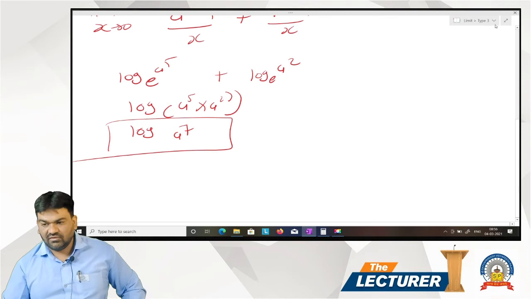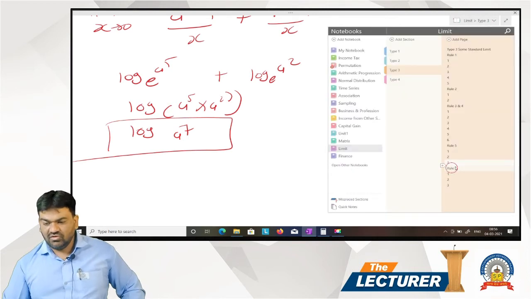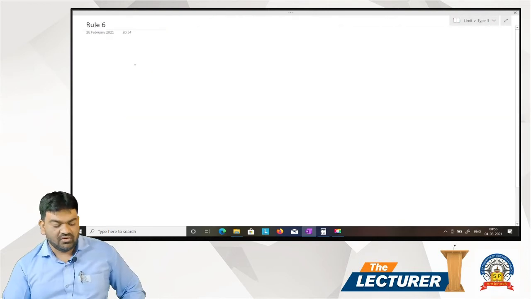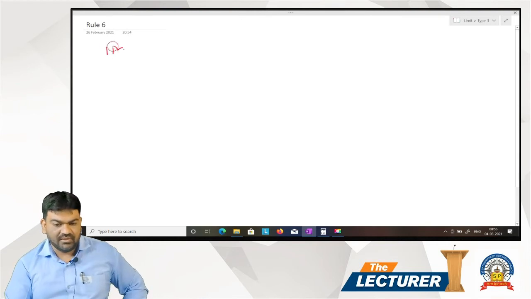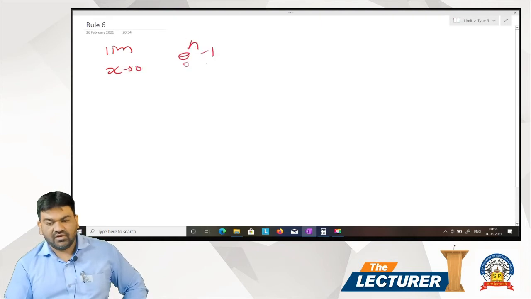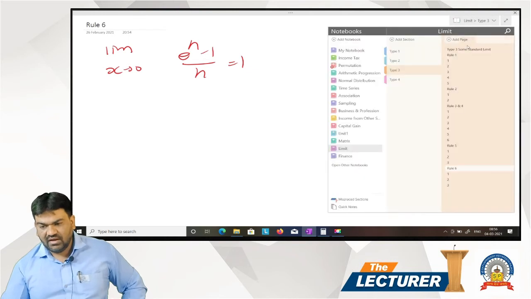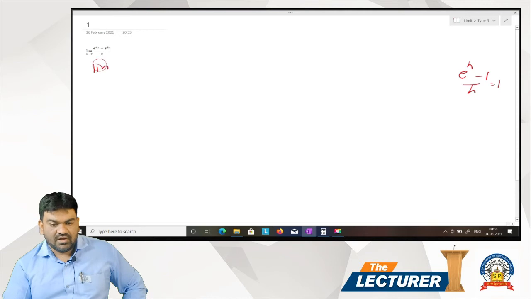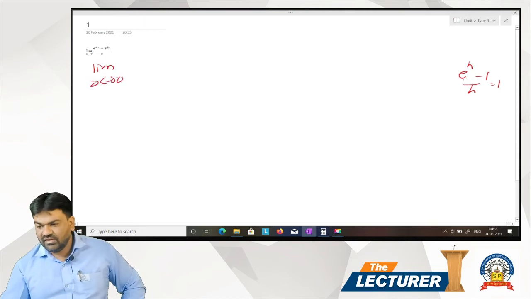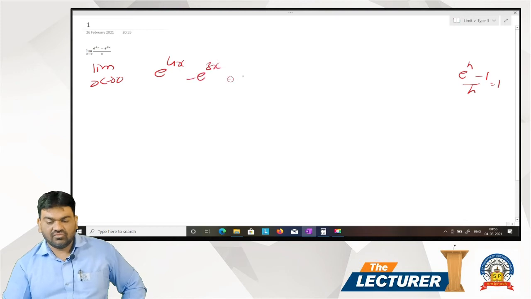This is your answer. Last rule, rule number 6. Rule number 6 of logarithm. Last rule. If limit x tends to 0, e raised to h minus 1 divided by h is equal to 1. Let's see first example. Limit x tends to 0, we require minus 1, so e raised to 4x, e raised to 3x minus 1 divided by x.